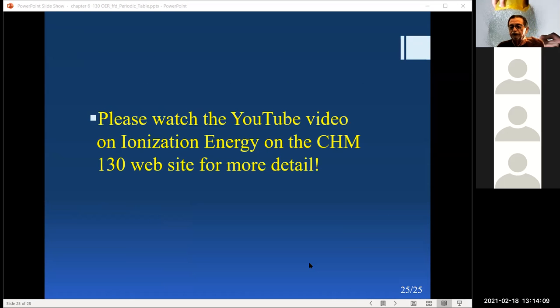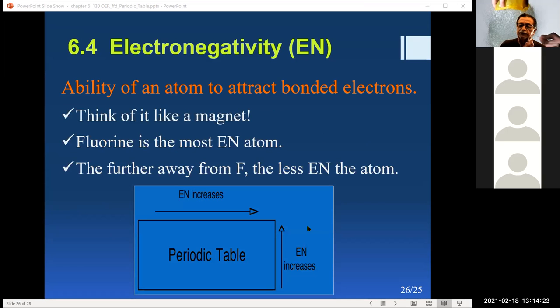Now we talked about ionization energy, and we said again that is the amount of energy it takes to remove an electron from a neutral atom. Not to be confused with this property, EN, electronegativity. And that is the ability of an atom. This is very important. This is going to be very crucial with respect to bonding, the types of bonds down the road.